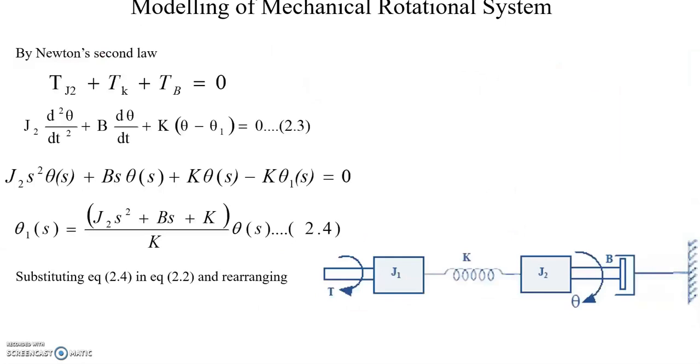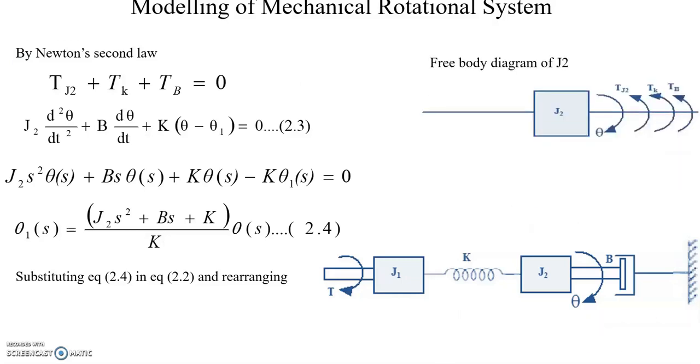Next, writing the other equation, considering J2, the moment of inertia J2. You can draw the free body diagram first. For J2, the opposing torque is TJ2, and the spring is also present along with this, so TK, and theta. Again, the applied torque is equal to the opposing torque. Here the applied torque is not present, so it is 0. The opposing torque is TJ2 plus TK plus TB, because K and B are also connected with J2. So these three elements have the opposing torque, and you can add these three opposing torques equal to 0.